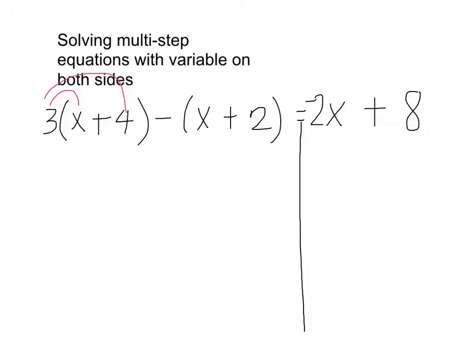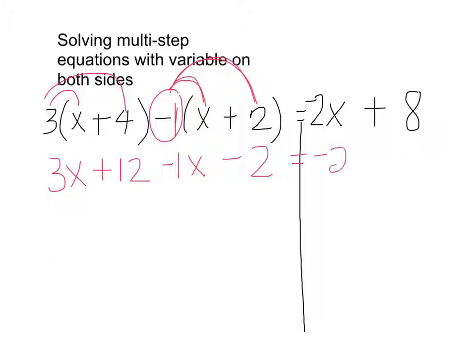Here on the second part, a little more confusing, you've got to put a 1 there. That way I know I'm distributing a negative 1 to both of these other terms. And on the other side I can't do anything. So I distribute: 3 times x is 3x, 3 times 4 is 12. Now distribute the negative 1. Negative 1 times x is a negative 1x, and negative 1 times 2 is a negative 2. Just bring down this negative 2x plus 8 on the other side.